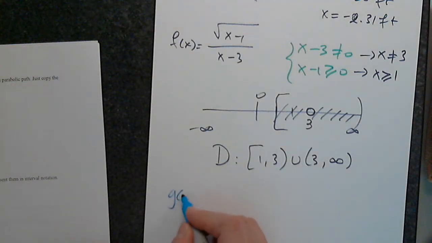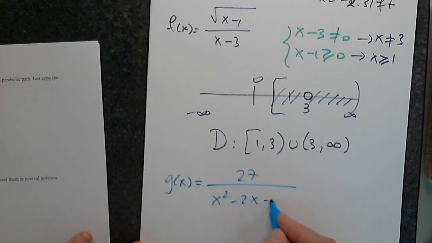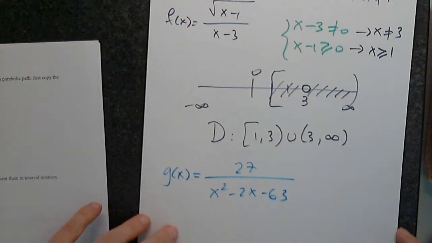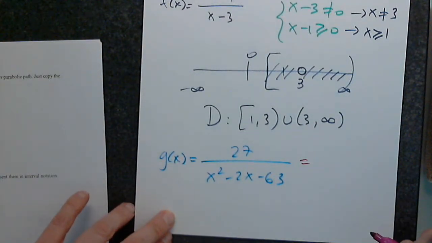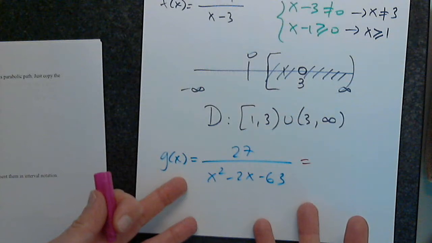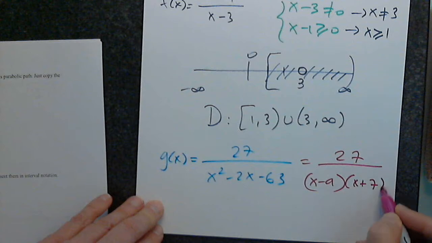Now, the second one is g of x equals 27 over x squared minus 2x minus 63. We've done something like this a long time ago when we started in chapter 1 with rational equations. So what do I have to do here in order to find the domain of this function? And the answer is I have to factor. What can you do to this? Okay. Exactly. Awesome. Thank you. So x minus 9 and x plus 7.